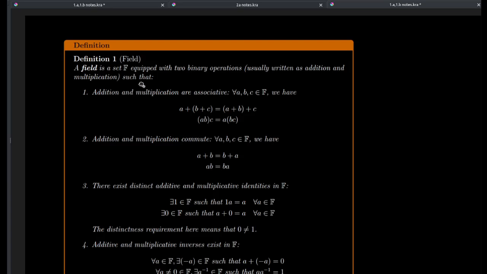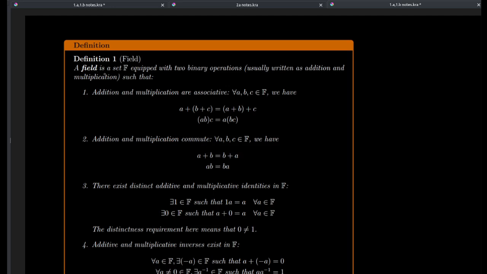All right, so fields are basically just abstractions of the complex numbers, or real numbers if you prefer, or even rational numbers, something like that. Think of the reals. Think of just regular old numbers, regular old arithmetic.